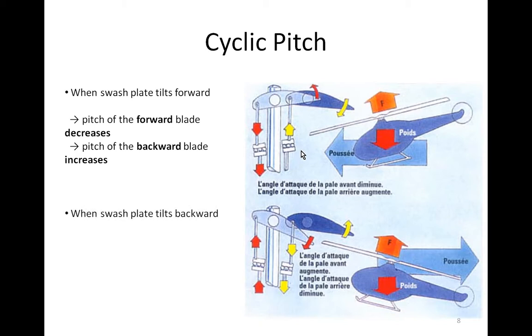When swash plate tilts backward, pitch on the front increases and pitch on the rear blade decreases. On the front, lift increases. On the rear, lift decreases. The front moves up, the rear moves down, the heli tilts backward.